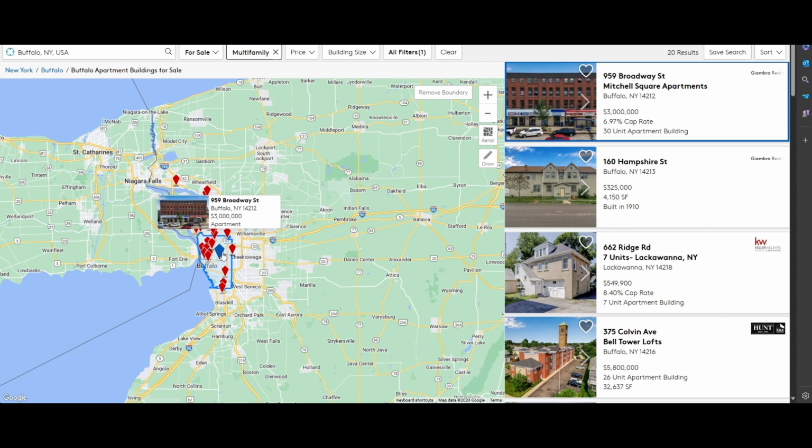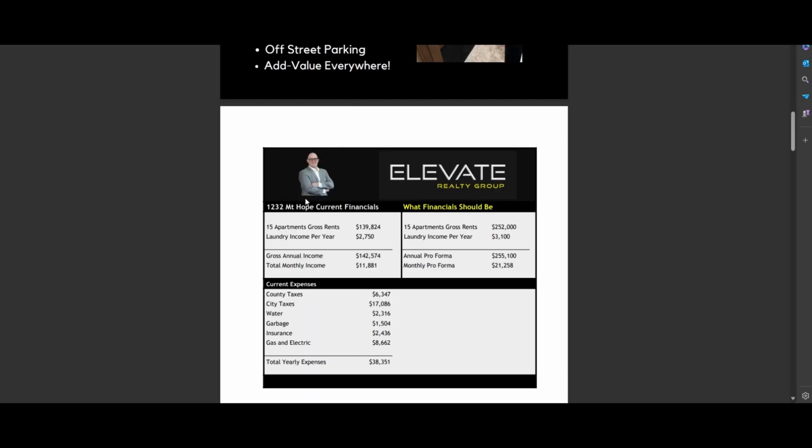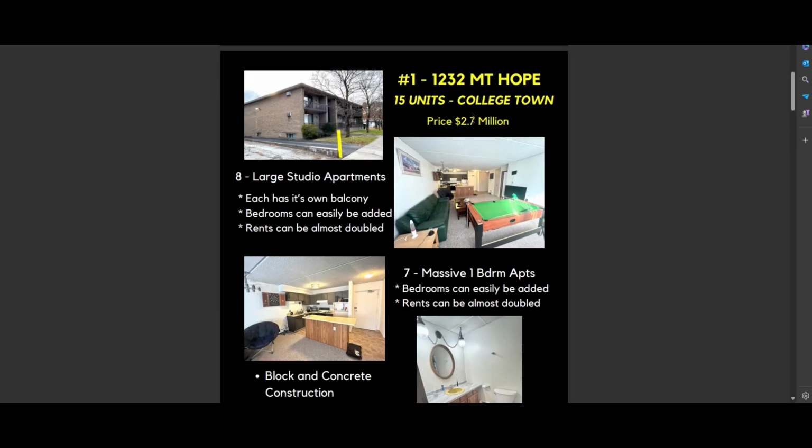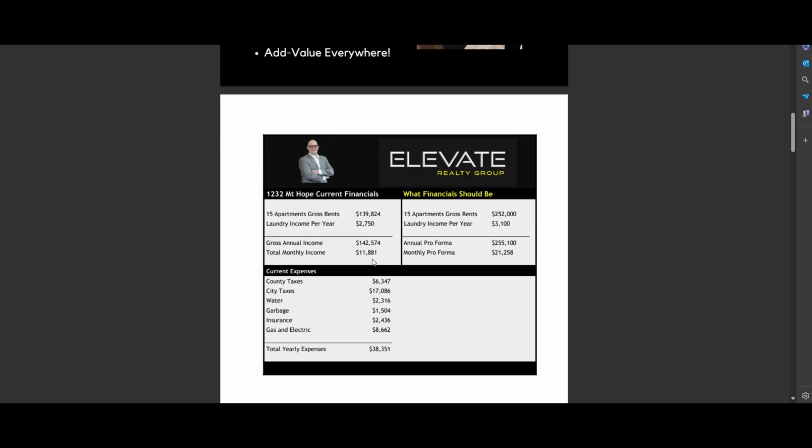But the real fact of the matter is that any property worth buying is typically sold off market. And this is where it pays to have a real estate agent. A real estate agent recently sent me this property in Rochester, New York. It has 15 units listed at $2.7 million. It's in pretty good shape in a decent location, and all of them will have financials.